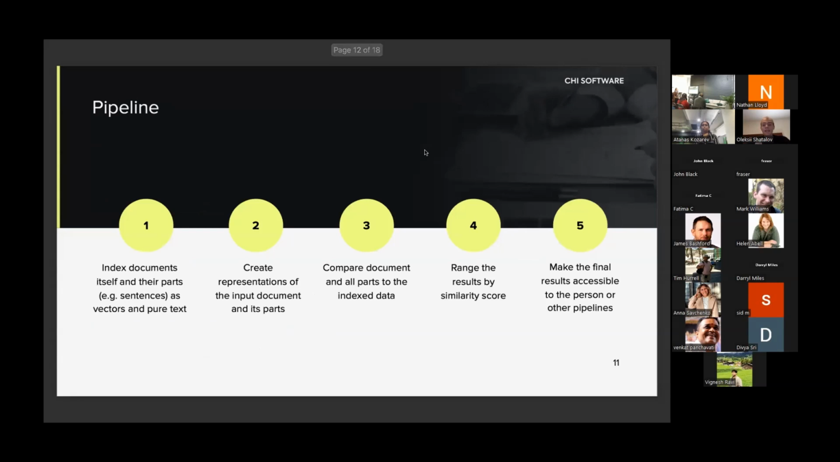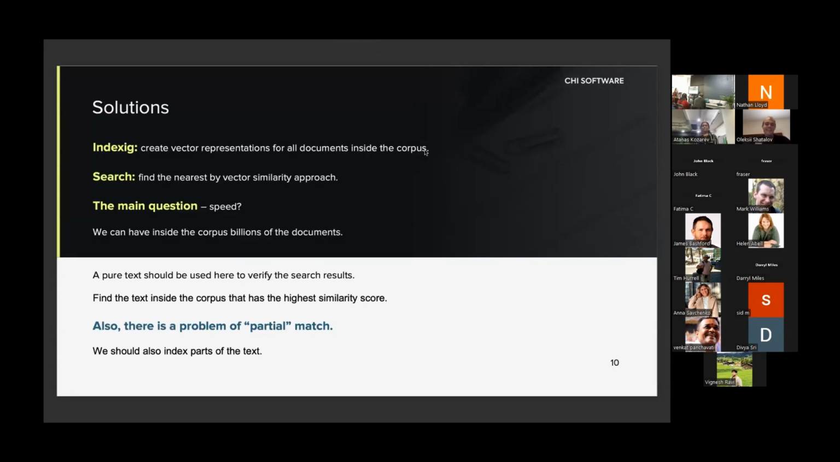We may have inside our corpus billions of documents that have several hundred words, or even several hundred sentences, that we are going to index and process. And even for big data, it's quite a large amount of data for such systems.